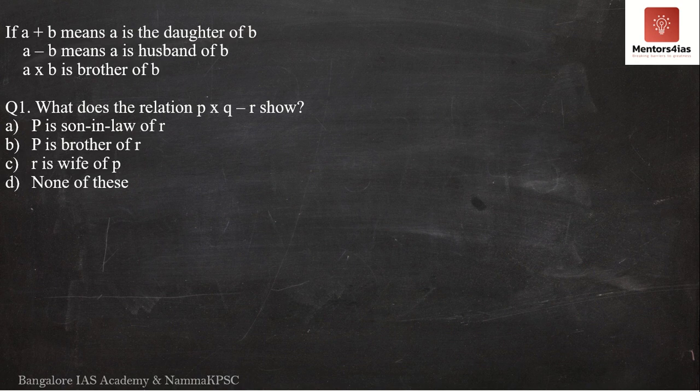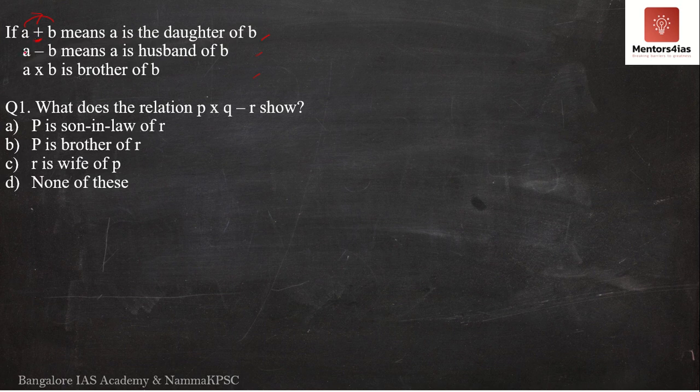The first question says, what does the relation P cross Q minus R show? This relationship is based on the three statements given here: 1, 2 and 3. The first statement says A plus B means A is the daughter of B. So if I have a plus, this defines the relationship between A and B. If it is A plus B, it means A is the daughter of B.